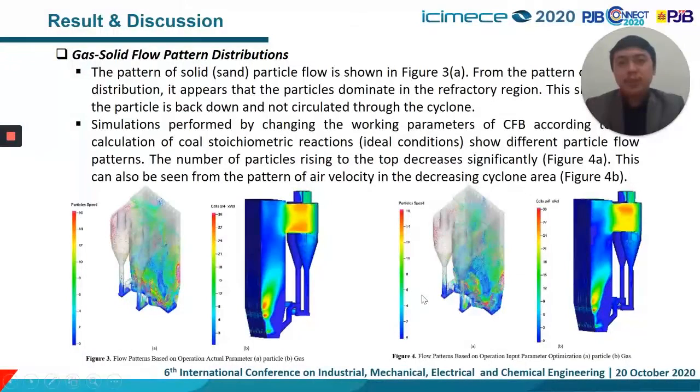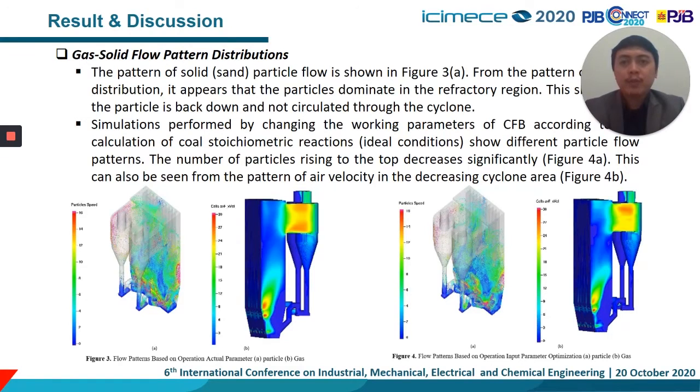This leads me to my next point about the result and discussion of our research. The first is gas-solid flow pattern distribution. The pattern of solid or sand particle flow is shown in figure 3a. From the pattern of particle distribution, it appears that the particles dominate in the refractory region. This shows that the particles are backed down and not circulated through the cyclone.